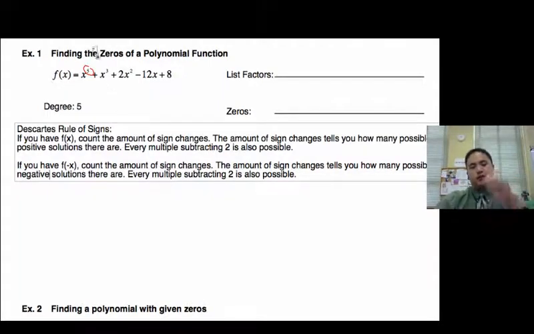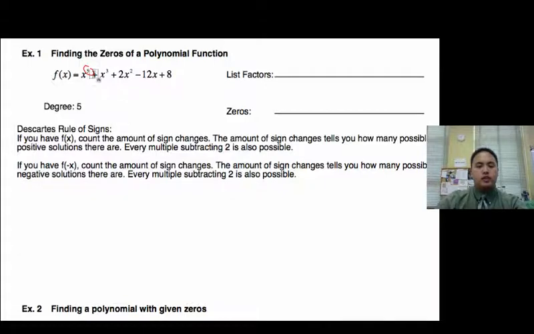So let's look at this example right here. I have x to the 5th plus x to the 3rd plus 2x squared minus 12x plus 8. With Descartes' rule of signs, I'm first going to count how many sign changes there are. Some of you may be confused, so let's look at this. X to the 5th is positive. X to the 3rd is positive. 2x squared is positive. Negative 12x is negative. And then plus 8 is positive.